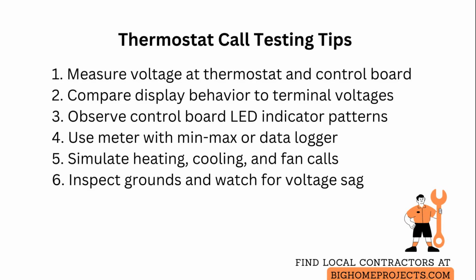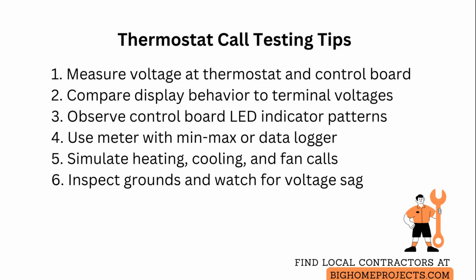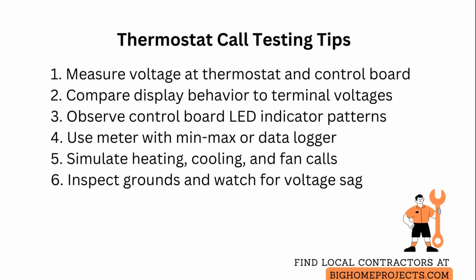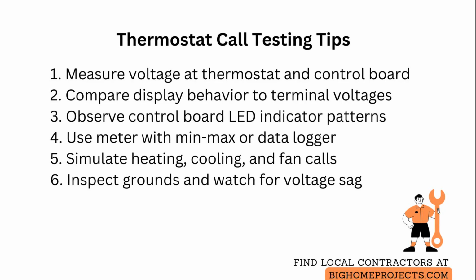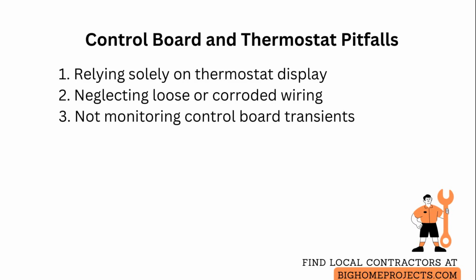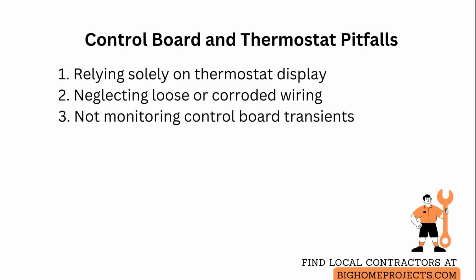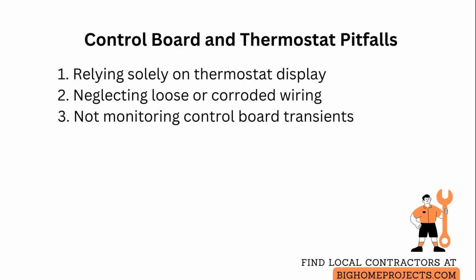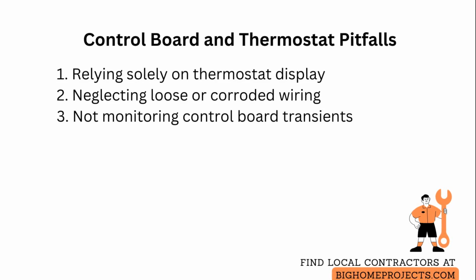When possible, connect a portable data logger or a clamp meter to observe current draw on the blower or compressor circuits, as intermittent mechanical or motor issues often coincide with control signal irregularities. Common mistakes include assuming a steady static reading proves reliability, which it does not, so always test over time and under varying conditions to reveal intermittent faults.